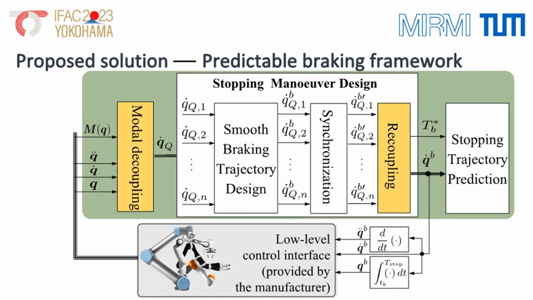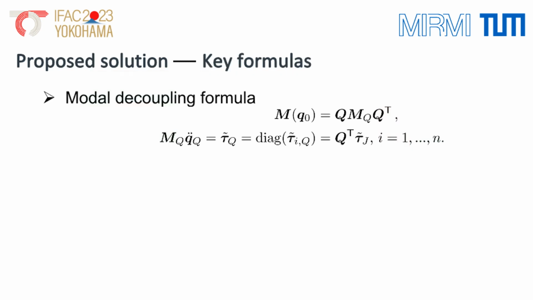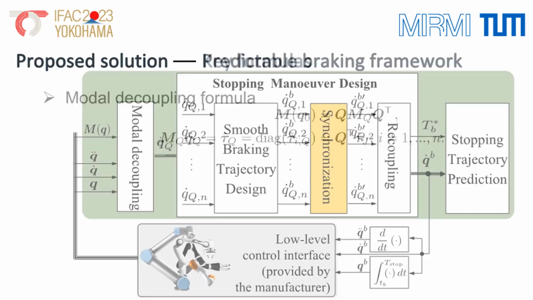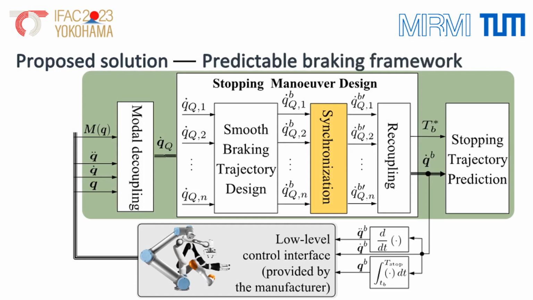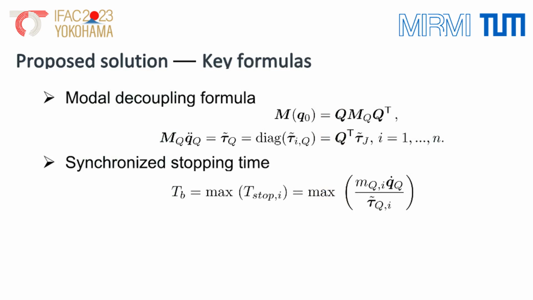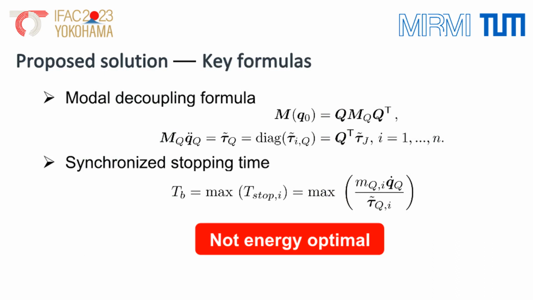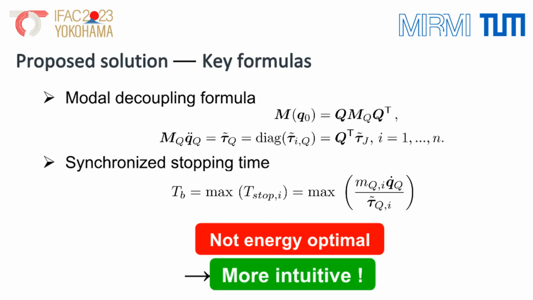A core concept of this framework is the modal transformation, which relies on diagonalizing the robot mass matrix by means of the eigenvalue decomposition to transform the system into the modal space defined by the eigenvectors of the mass matrix at the braking instant. We also opted for designing a synchronized braking solution, in which all the robot joints stop at the same time. Even such synchronized braking is not energy optimal, since braking of some joints is delayed for the sake of synchronization. It, however, results in more intuitive stopping behavior for nearby humans.